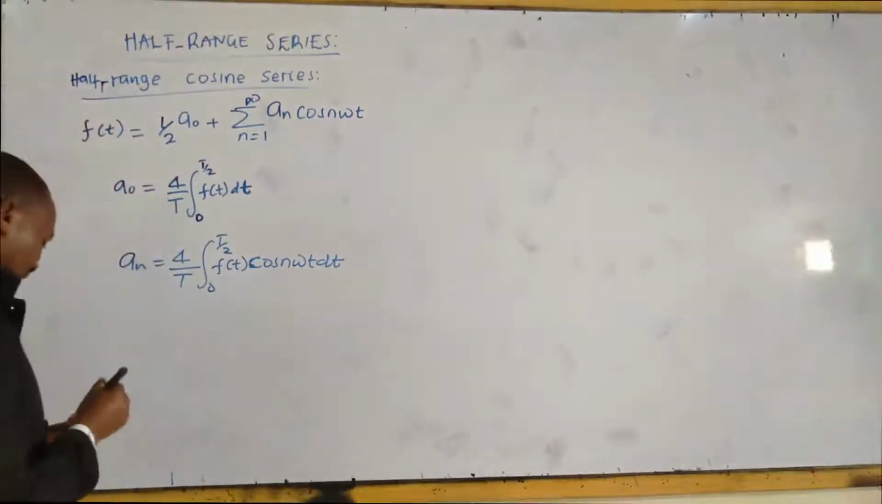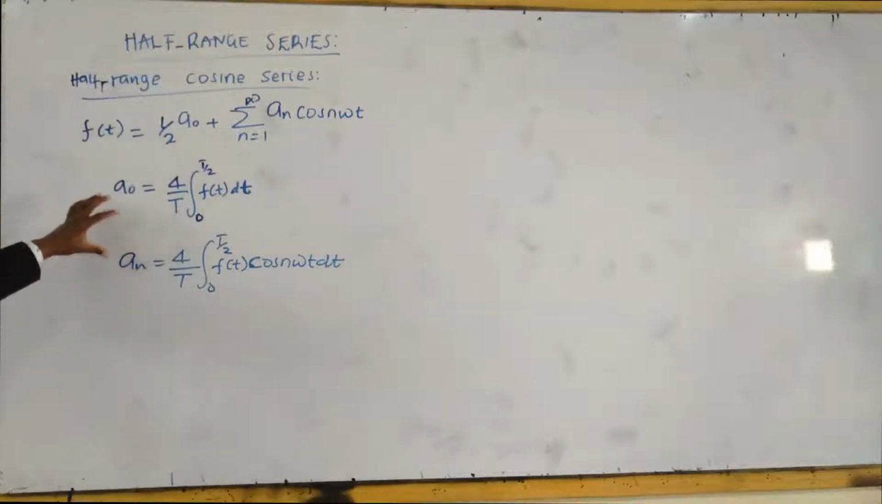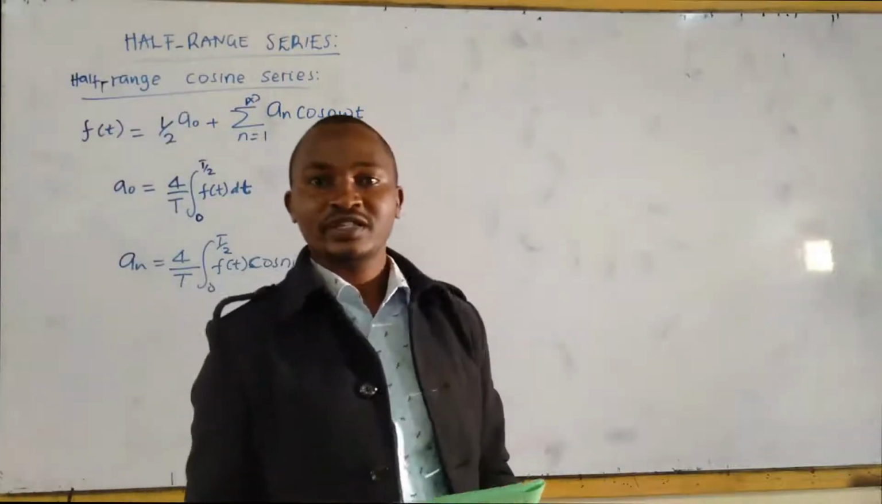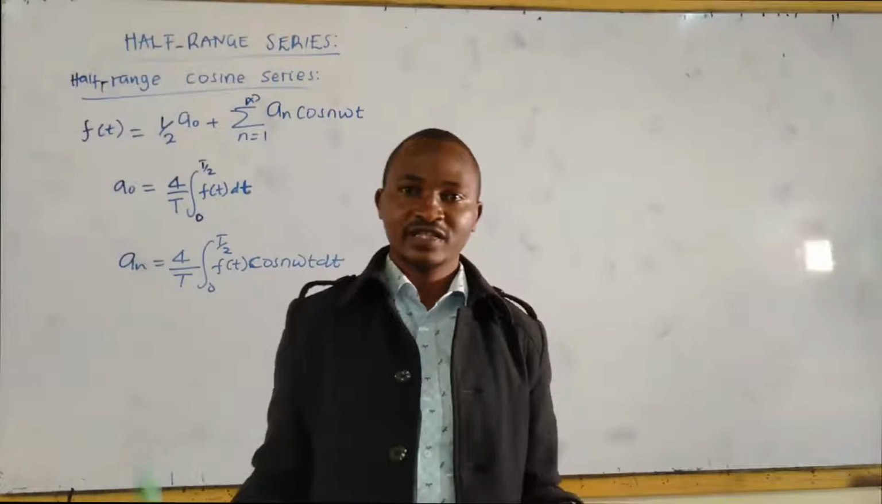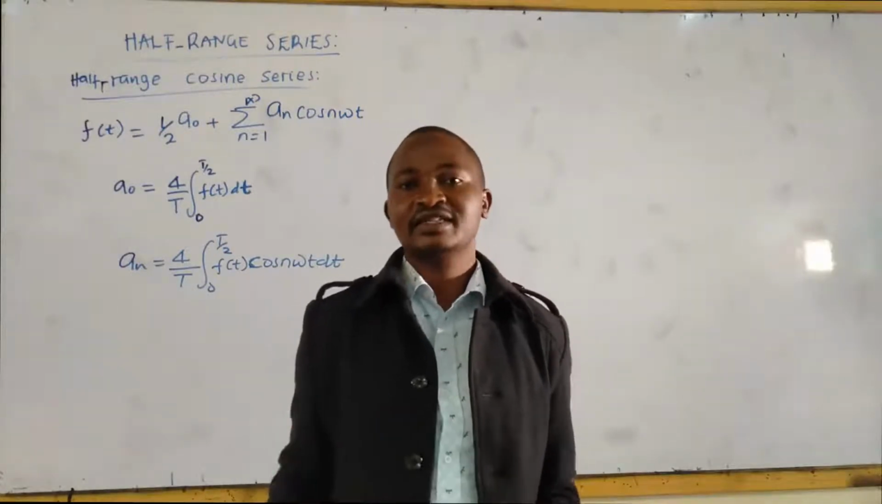So now we can do an example, having known how to get the Fourier coefficients. In Fourier series, the most important thing is to be able to get the Fourier coefficients. The moment you are able to get the Fourier coefficients through integration, everything is just the same.